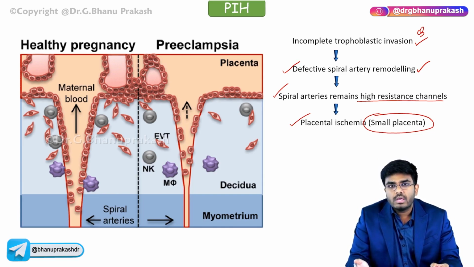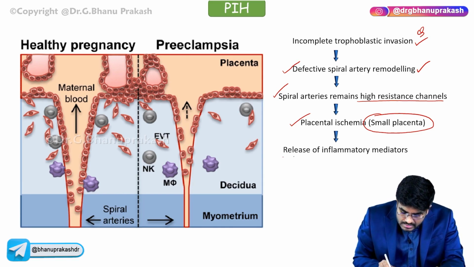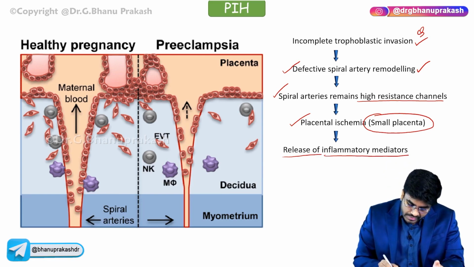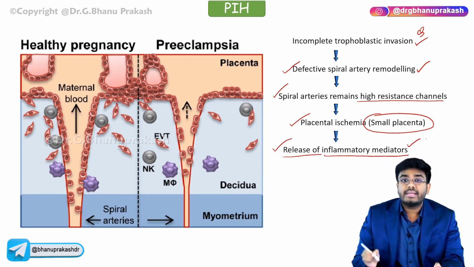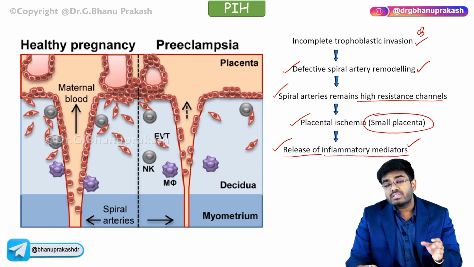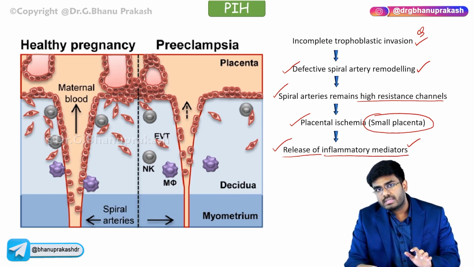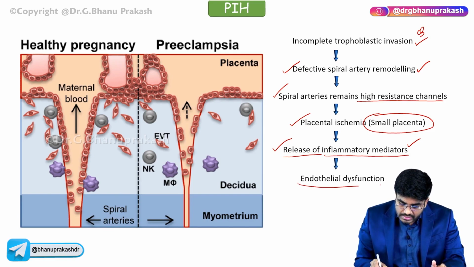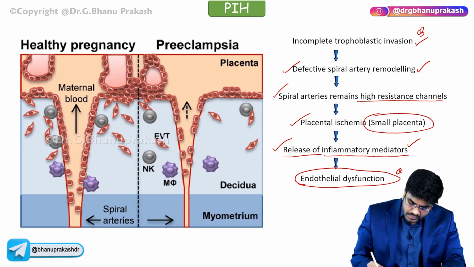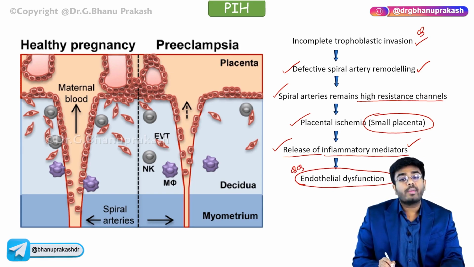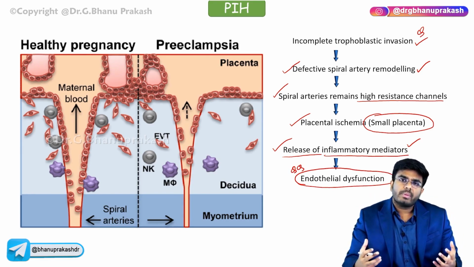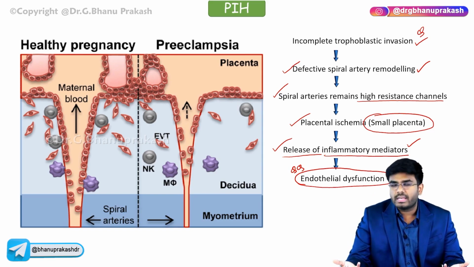Ischemia leads to hypoxia, and because of these ischemic conditions there is a release of inflammatory mediators by the placenta. These inflammatory mediators will cause dysfunction and damage to the endothelium. Whenever endothelium is damaged, a lot of problems are going to come by, because all your organs are supplied by blood vessels, and all those blood vessels are lined by endothelial lining.